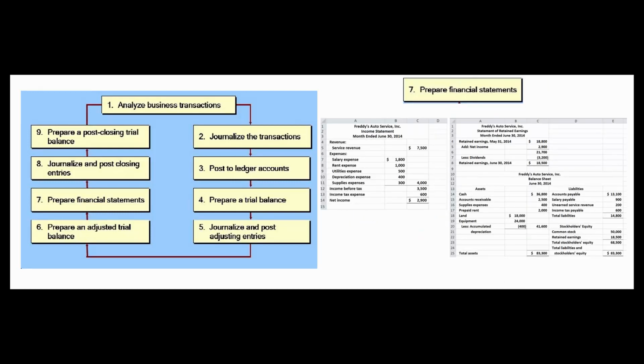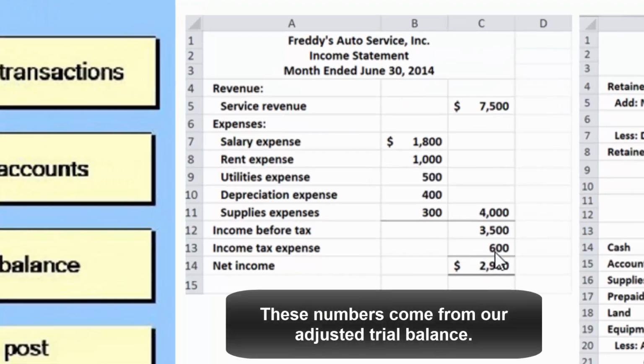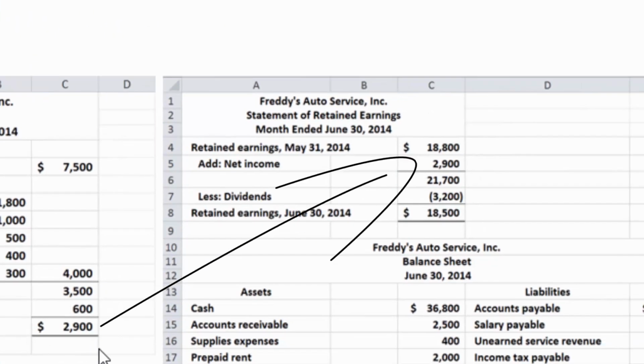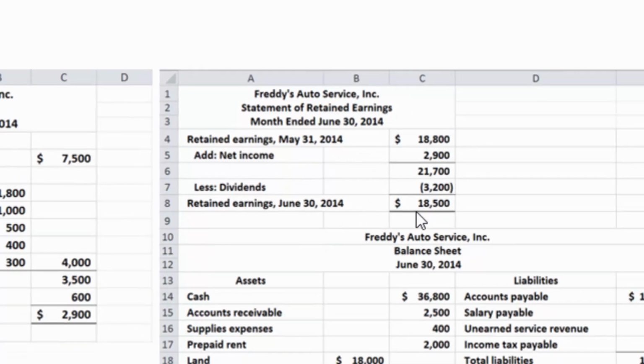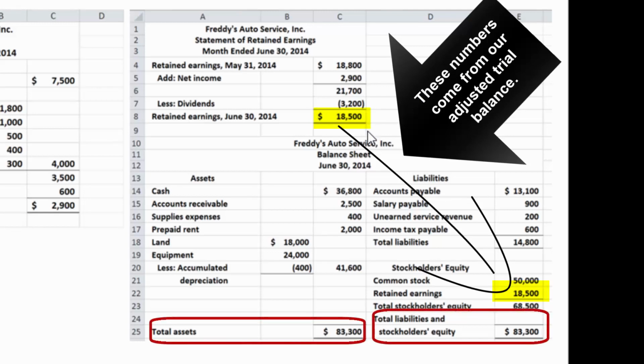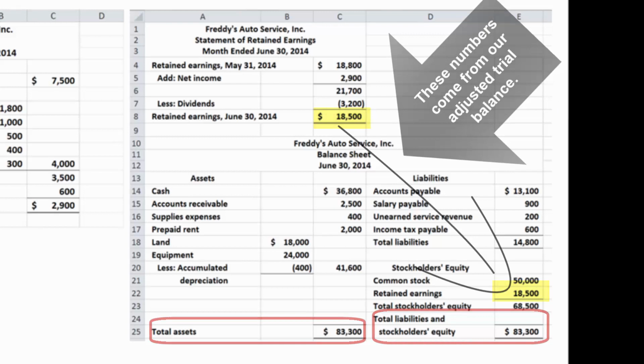Our retained earnings will be retained earnings at the beginning plus net income minus dividends. Creating our financial statements from the adjusted trial balance is pretty simple. Here's our revenue minus our expenses to give us our net income. This is the single-step format, and these numbers are taken right from the adjusted trial balance. Then we take our retained earnings at the beginning plus our net income, which is this $2,900, subtract our dividends, and that gives us retained earnings at the end. Then we list the balances for our balance sheet accounts, except that for retained earnings we use the number we just calculated, and we should have a balance sheet that balances.